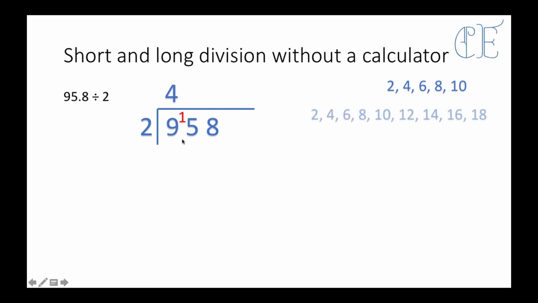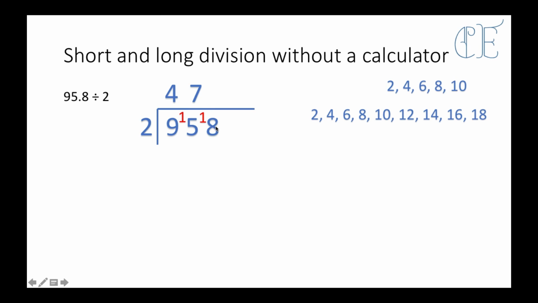How many 2's into 15? 1, 2, 3, 4, 5, 6, 7. If I go to the next one, it's too big. I can fit 7 in, but I've got 1 remainder as well, because from 4 it goes up to 14, whereas I've got 15. So 1 remainder goes there.